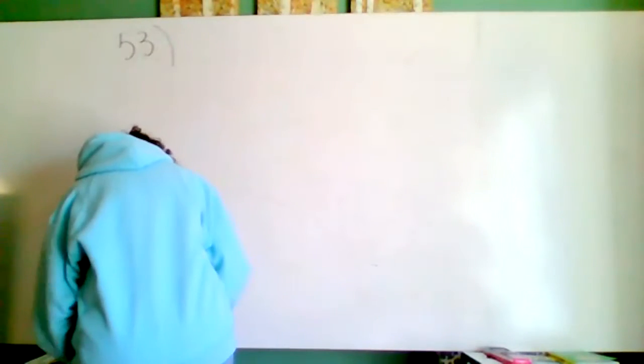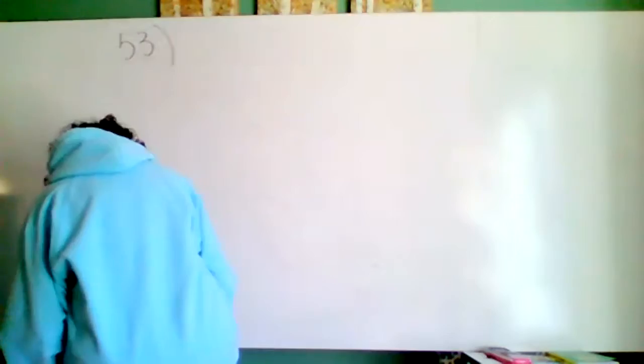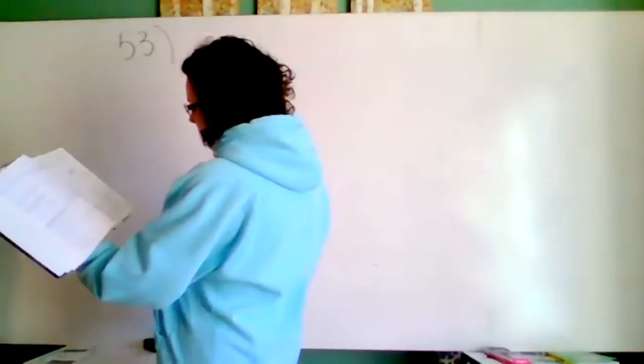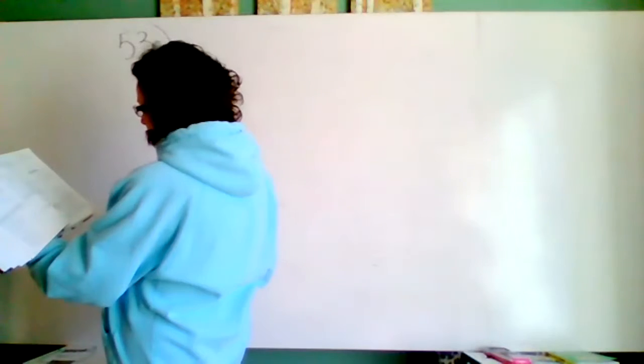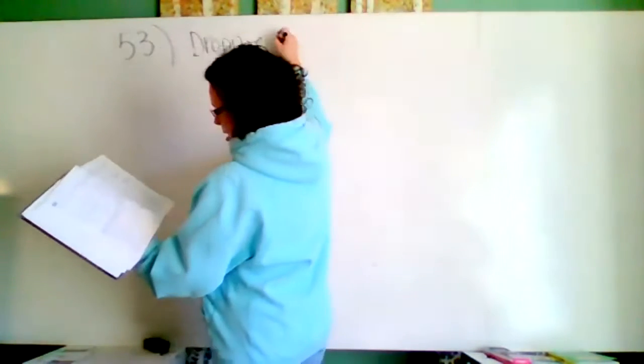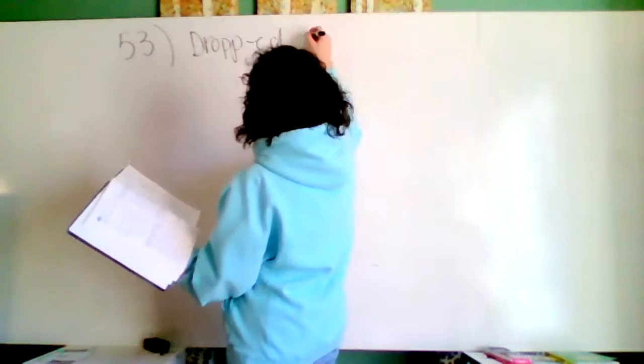Number 53. Yep, the height of an object. So I'm just going to write down the main information here. The height of an object t seconds after it's dropped. That's an important word, dropped. From a height of 300 meters.